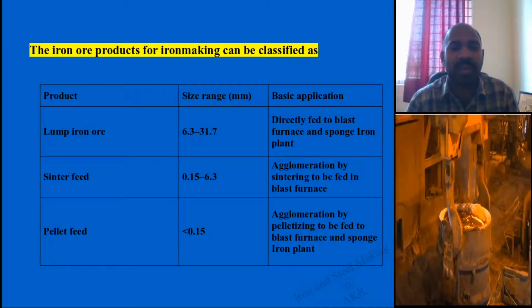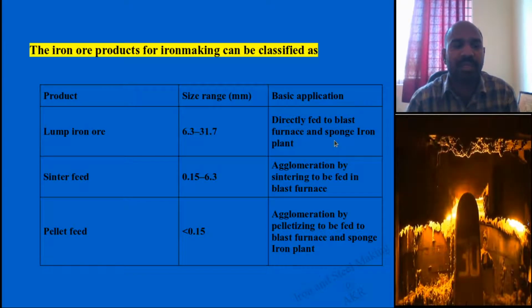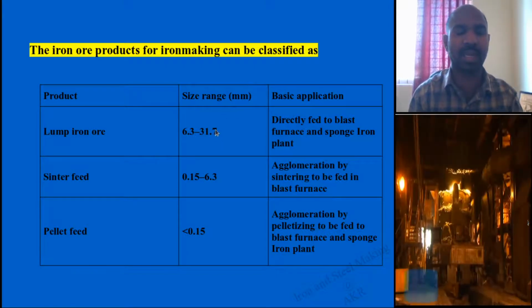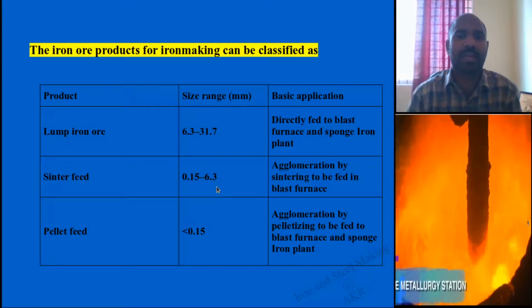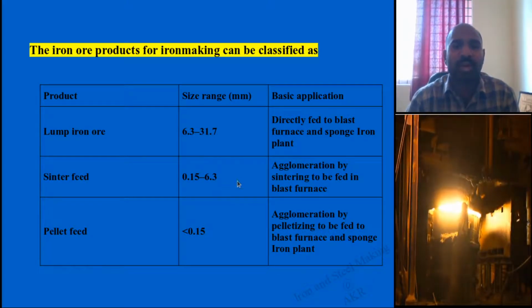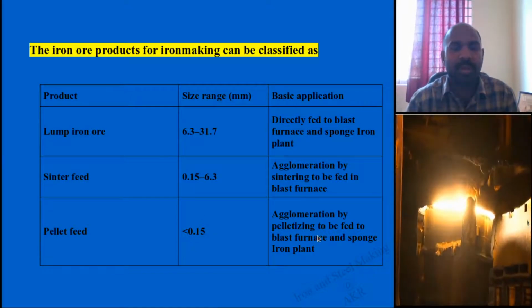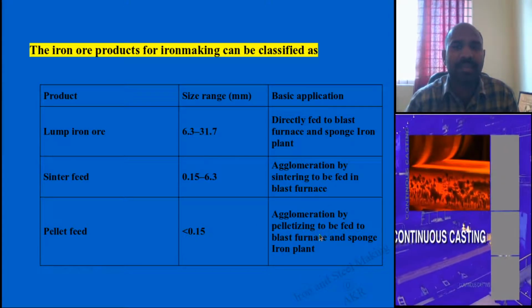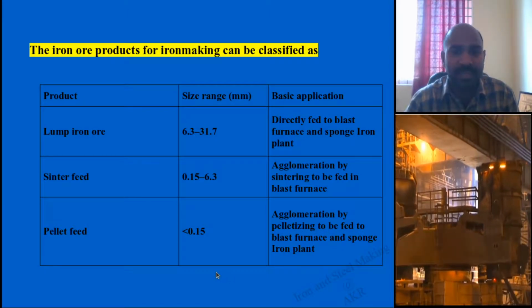Lump iron ore is directly fed into the blast furnace plant or sponge iron plant. The size range is 6 to 31 mm, though it may vary. Sinter feed is maintained at 0.15 to 6.3 mm. Pellet feed is less than 0.15 mm, which is agglomerated. These agglomerates are pelletized and fed into the blast furnace and sponge iron plant.